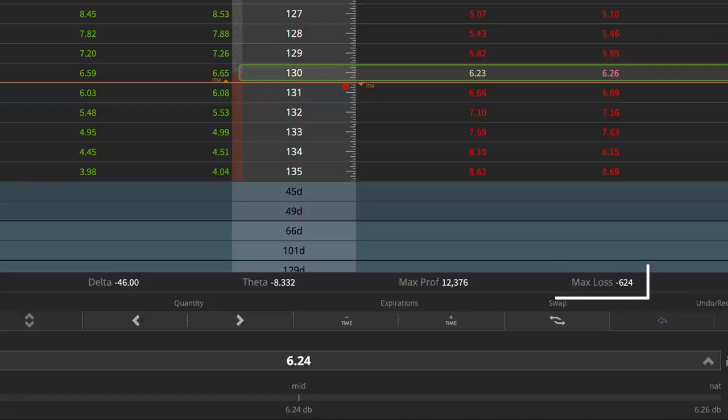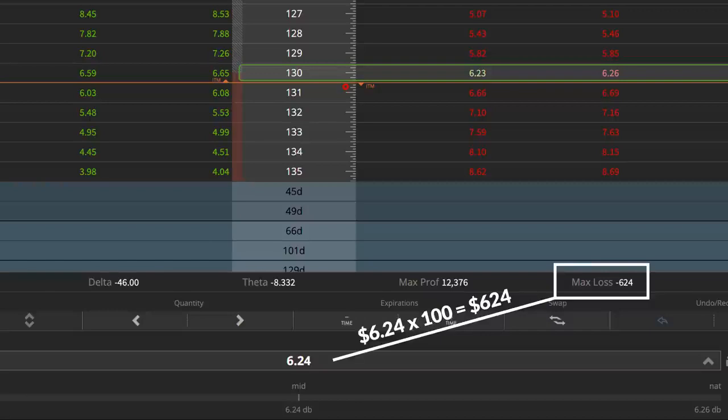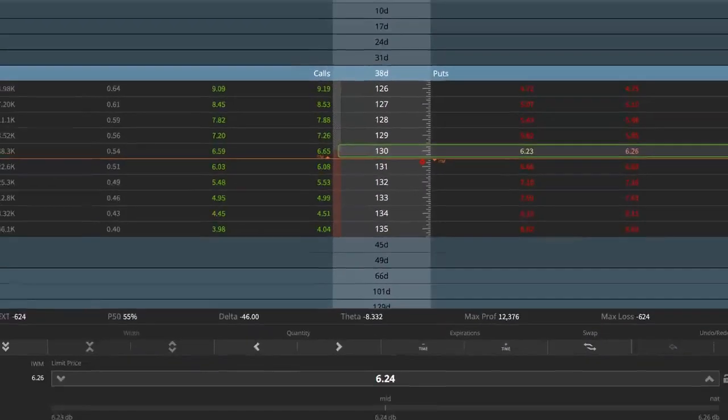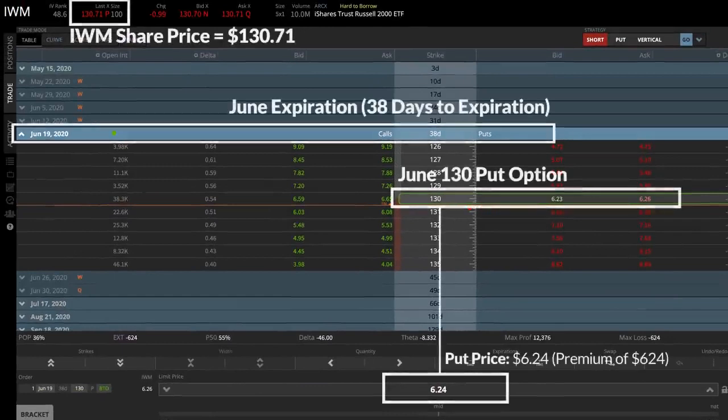platform. The maximum loss says $624, and when you buy options, the most you can lose is the premium that you pay for the option, as we briefly discussed in the previous call option section. Now you might be wondering, the stock price is currently at $130.72, but the option strike price for the put option that we are looking at is $130.